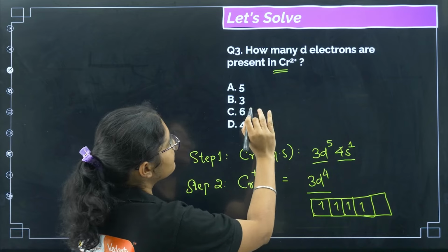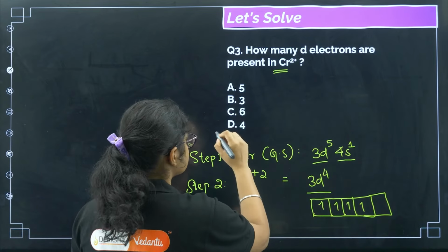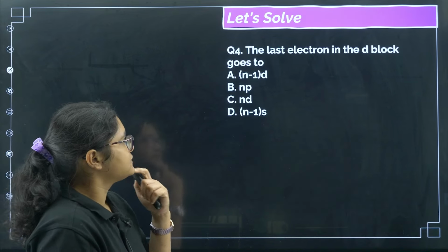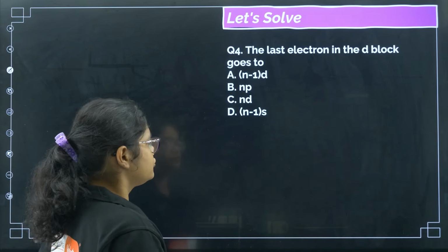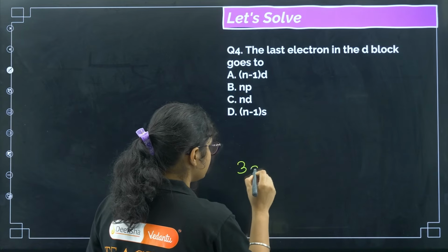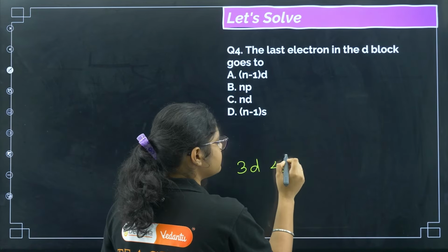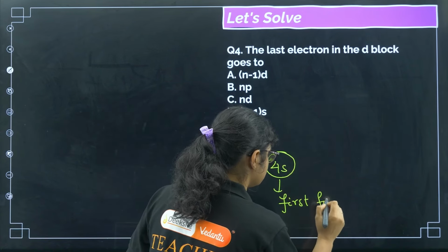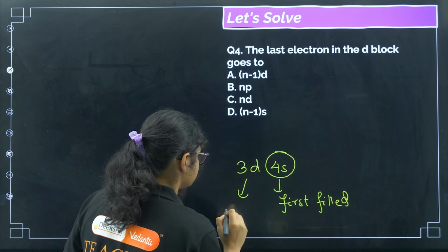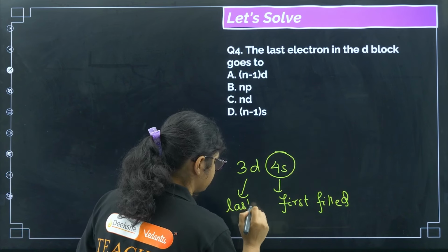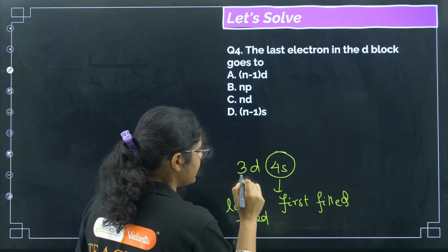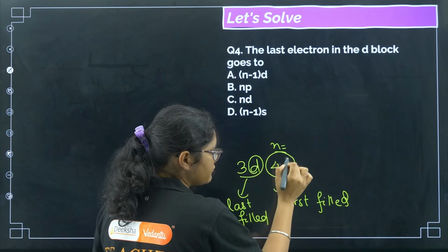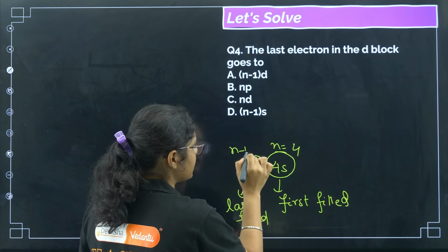So how many d electrons are present? 4 d electrons are present in Cr2+, right? Next, the last electron in the d block goes to, see, 3d or 4s? First the 4s orbital is filled, and then 3d is filled after that, so I can say it is last filled. So it goes to the d orbital. The highest value of n in this case is 4, so this is (n-1)d.